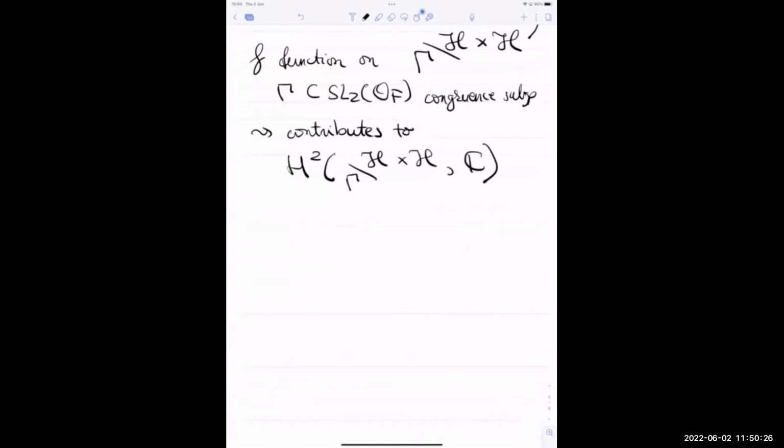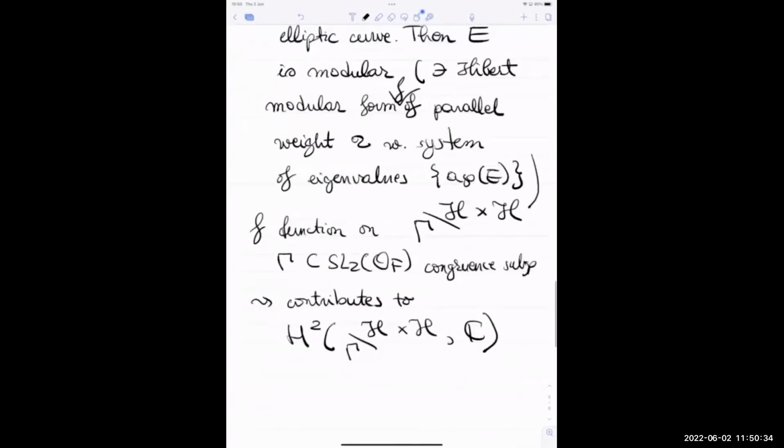H cross H mod Gamma with coefficients in C. And this is by sort of some version of the Eichler-Shimura isomorphism. Right, so this modularity becomes sort of looking for the right system of Hecke eigenvalues in the cohomology of this Hilbert modular surface, which turns out to sort of have an algebraic structure, and at least the associated Galois representation to our Hilbert modular form can be constructed by looking at étale cohomology, either of this surface or maybe of some related Shimura curve.